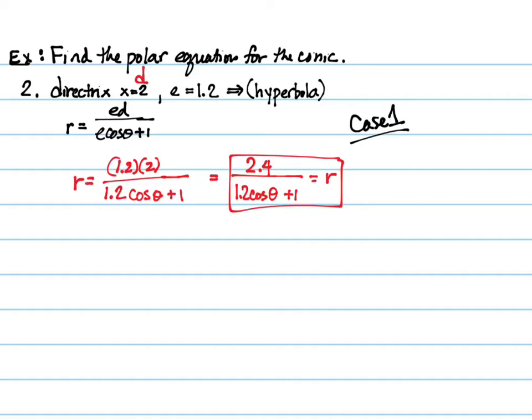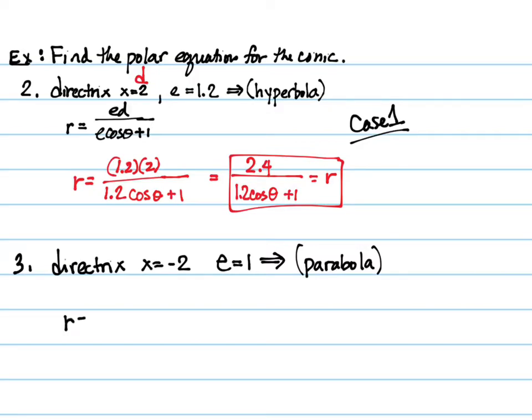All right, the second one, problem number 3 specifically, gives us the same kind of information. This one tells us that the directrix is x equal -2. The eccentricity is equal to 1. So since the eccentricity is equal to 1, that tells us that we have a parabola, right?